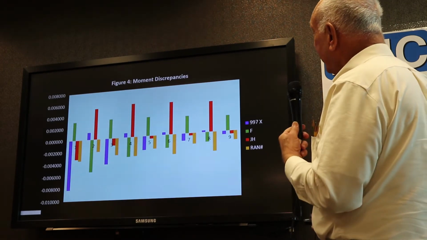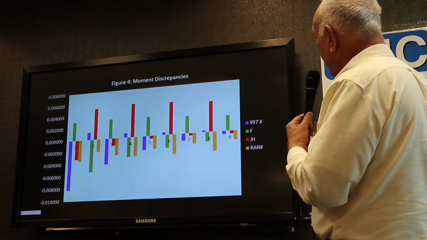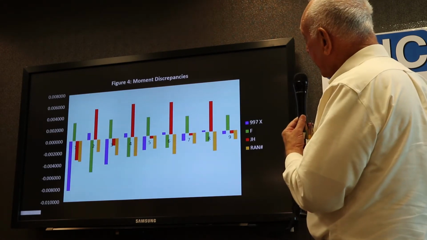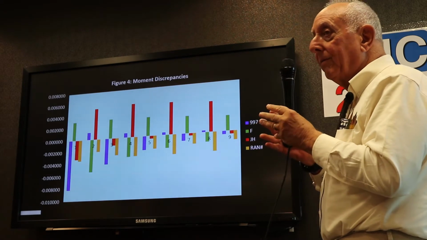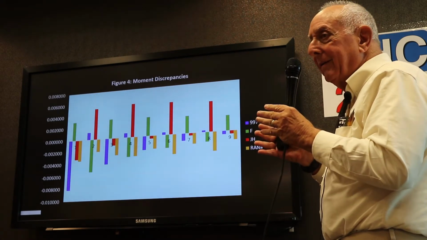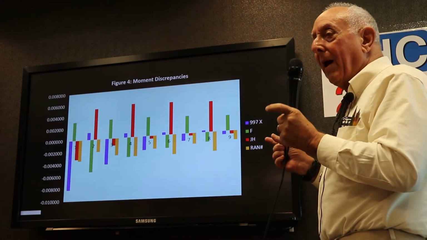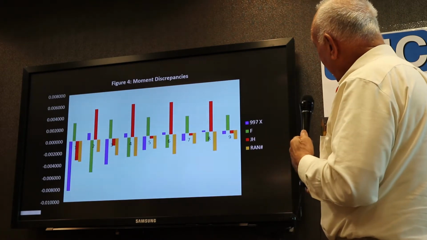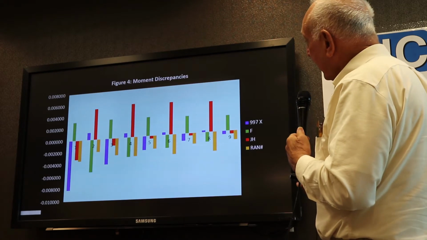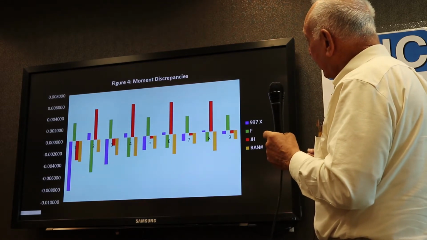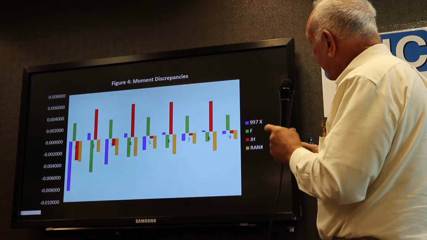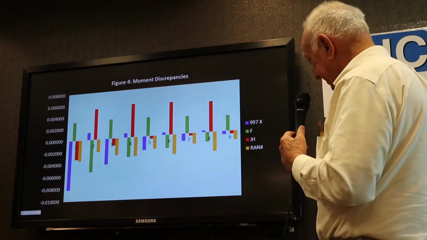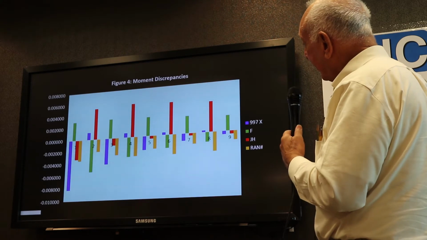If you look for example at algorithm P, you see that the even moments tend to be on the high side, which means that the random numbers congregate a little bit more towards the edges of the interval. And if you look at the 997X, it's the opposite. They tend to be in a little bit, but not significantly.